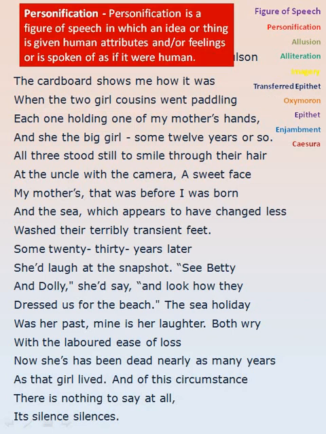Let us see the figure of speech now. First line, it is personification. Personification is a figure of speech in which an idea or thing is given human attributes and or feeling or is spoken of as if it were human. So here you can see that cardboard has been personified because cardboard shows, just like how a human being shows, cardboard shows. So the figure of speech used in the first line is personification. Let us see where else personification is used.